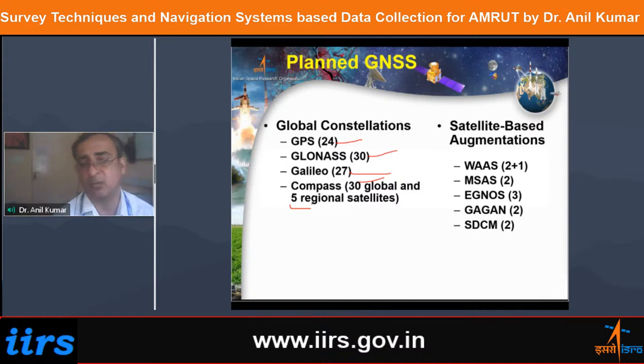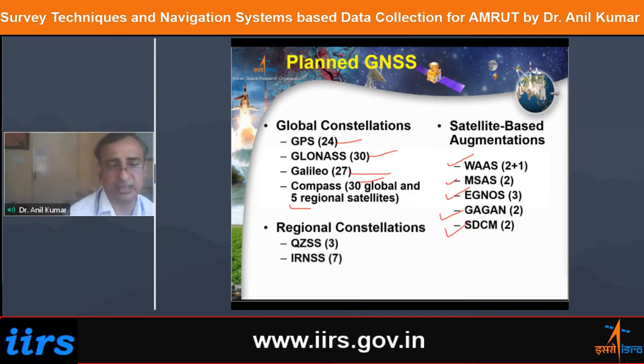Then if you talk about the satellite-based augmentation systems, for WAAS there are three satellites. For MSAS there are 2. For EGNOS there are 3. For GAGAN there are 2 satellites, and for SDCM there are 2.